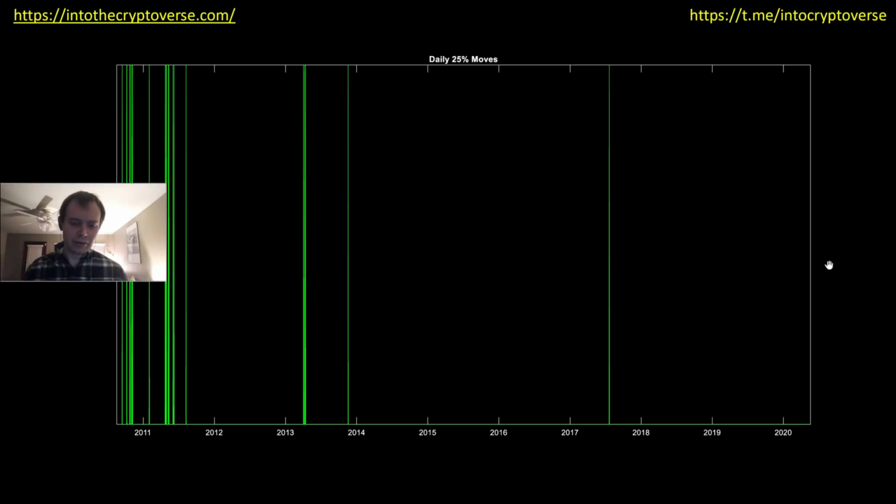Here we have 25% moves daily. It's interesting because you can see how infrequent they are. We had one in 2013. The next one was in 2017. The next time we see a 25% move could be, maybe it'll be in 2023 or something, at the end of the bull run or close to the end of the bull run.